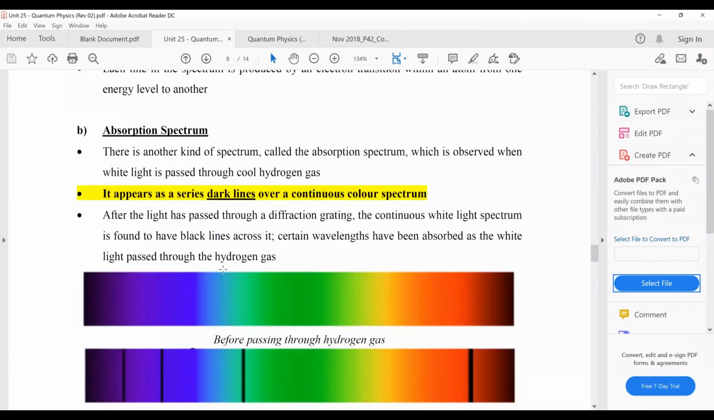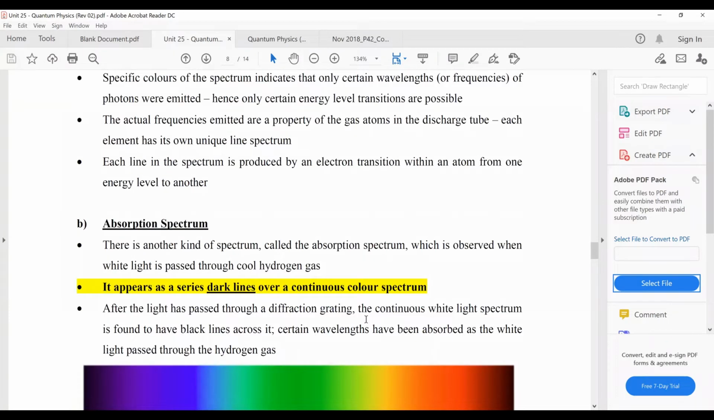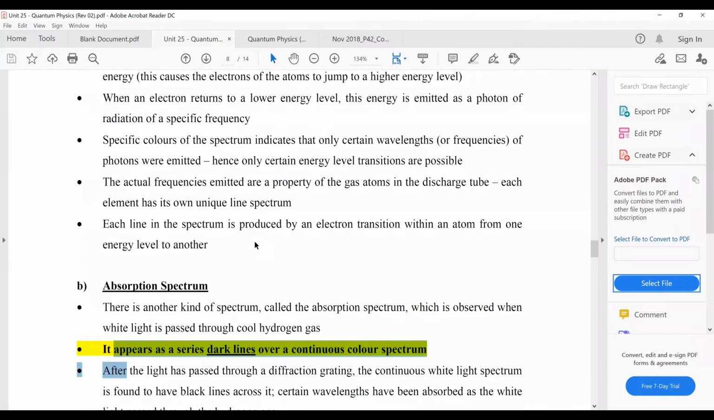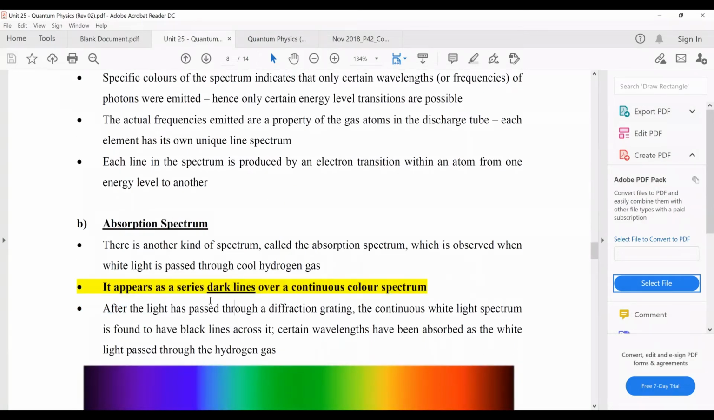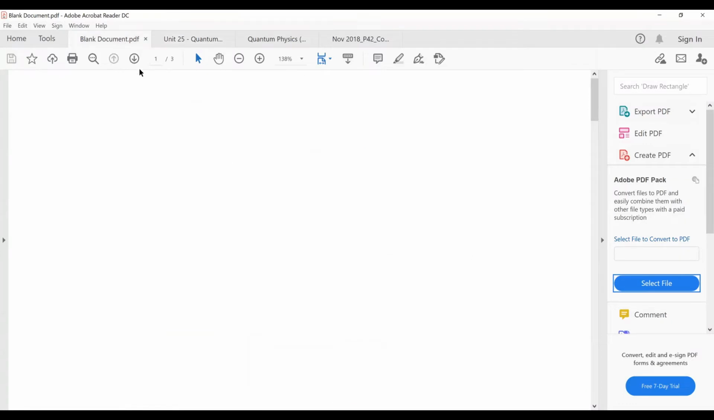Absorption spectra is actually the reverse of that. What you expect to see is a colored background but with dark lines. You will still see lines, but this time the lines are dark, and your background is colored. So it's like the opposite of emission spectrum. Emission spectrum: colored lines on dark background. Absorption spectrum: dark lines on the continuous color spectrum. So what is absorption spectrum in the first place? This one I have to go through for you.